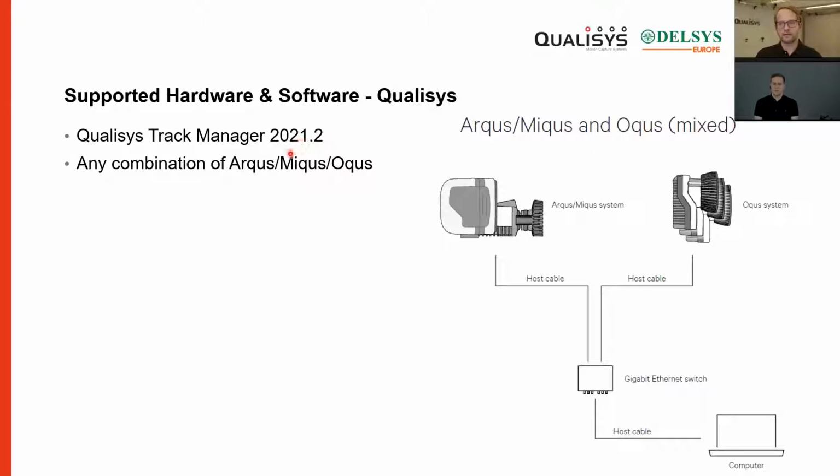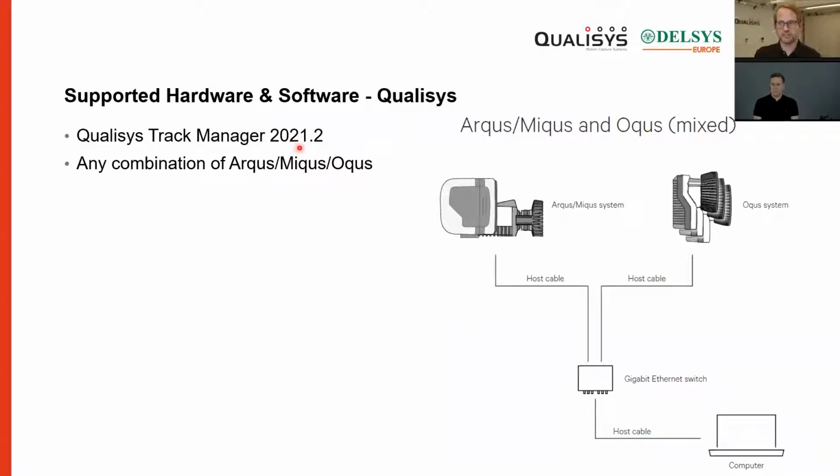Within the next week or so, if you're using an older version of Qualisys Track Manager, you will get a message asking if you want to update to that version. It includes various improvements and new features, but one of the main things we've done is add this new API integration for Delsys.